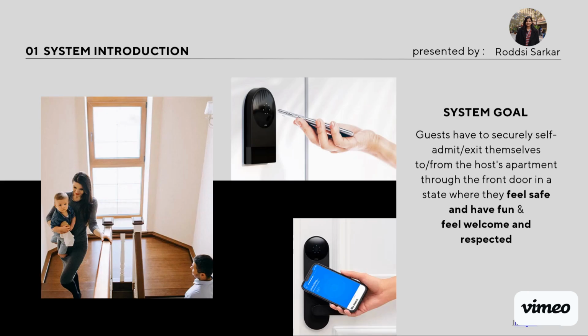Coming to the system introduction, our goals for the system are twofold. We want the guests to securely self-admit themselves to the host's apartment through the front door. Firstly, in a state where they feel safe and have fun, because we are aiming at maintaining emotional well-being and safety standards. And second, as hosts, we want the guests or visitors to feel welcome and respected. This second goal will help the guest seamlessly access the host residence with minimum intervention and challenges.